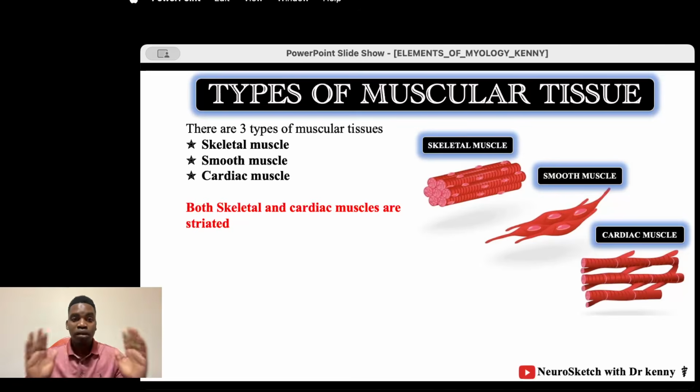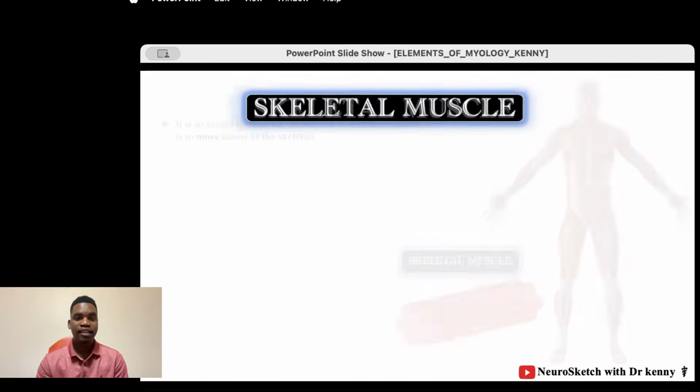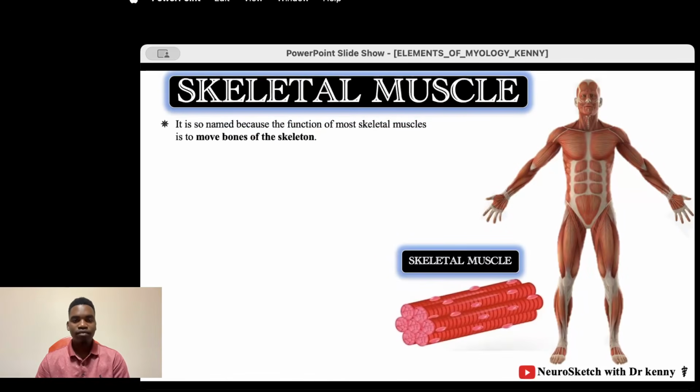All of these muscles have a lot of features in common, but they differ in terms of microscopic anatomy, location, how they are controlled, and how they respond to the nervous and endocrine systems. We will discuss each one in turn, and let's start with the skeletal muscle tissue.